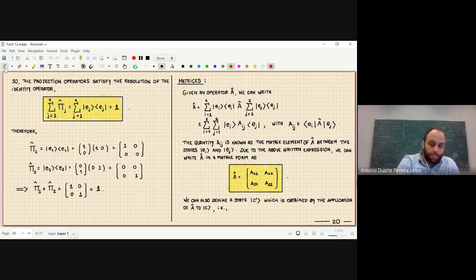Okay, so I think I will stop for the break, and then we come back. I will continue elaborating on that, because I want to tell you what are the good properties that an operator has to have in order to be a quantity that we can measure, okay? In order to be an observable, okay?